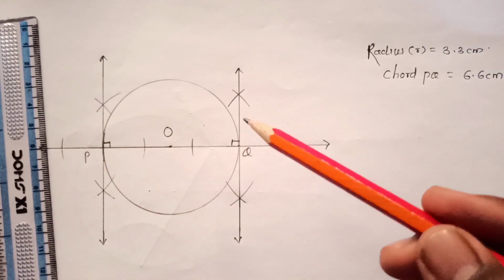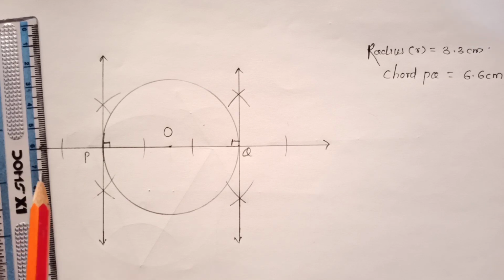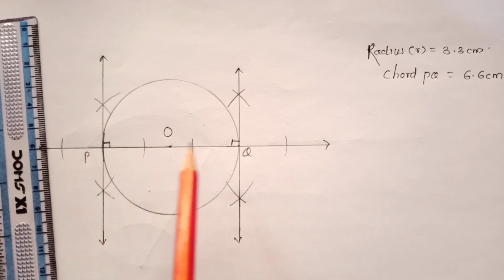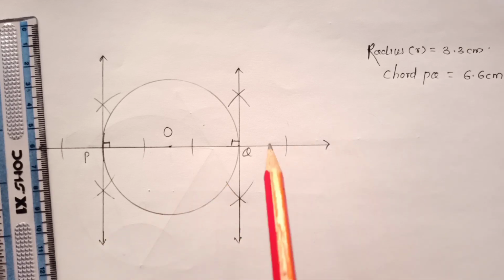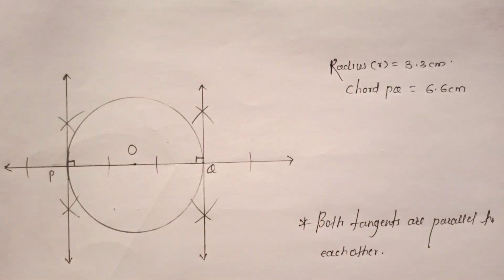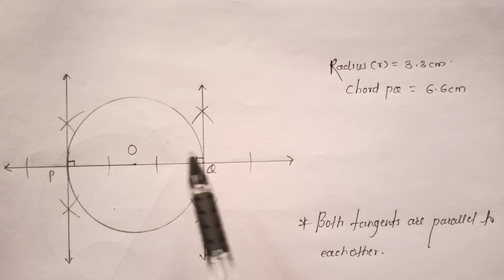In this way, easily you can construct both the tangents from this point P and Q. Okay, so the question is: write your observation about the tangent. So what is that observation? That both the tangents are parallel to each other. So look at this, this first tangent and second tangent both are parallel to each other. How simple is this? Okay, so let's move toward the next question.